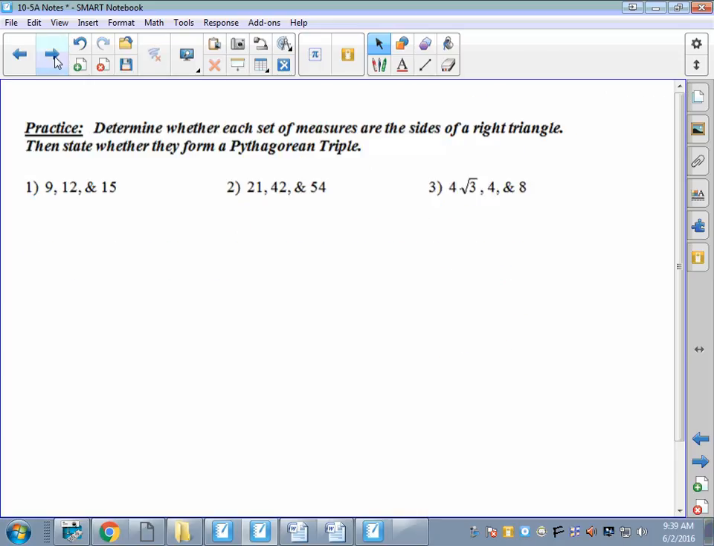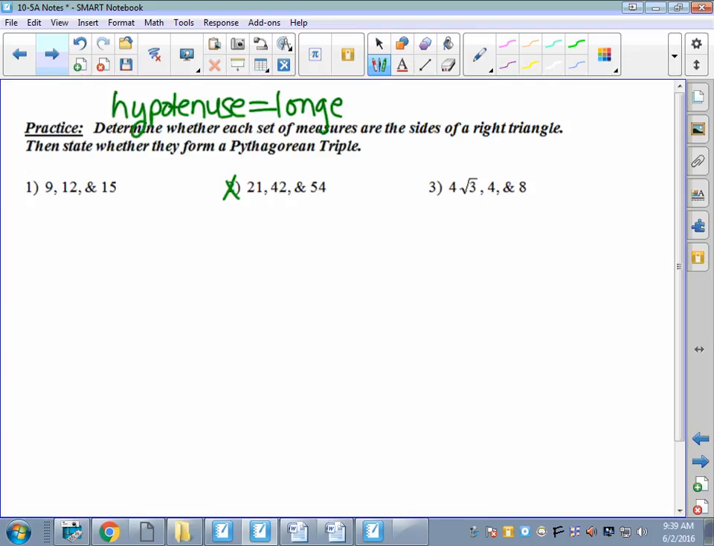So let's decide if we've got ourselves a Pythagorean triple. Let's do 1 and 3. Let's skip 2. So number 1, notice how I gave you 3 side lengths. The hypotenuse is always the longest side. It's just the rule. So if I switched up the orders on these, you know that the longest one has to be the hypotenuse. So I know the 15 has to be squared by itself. The other 2 legs squared.